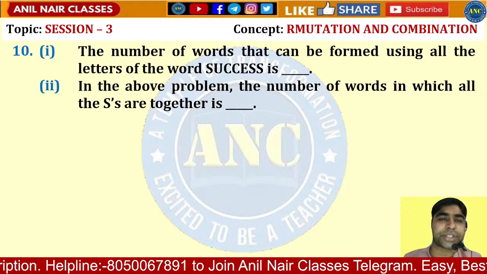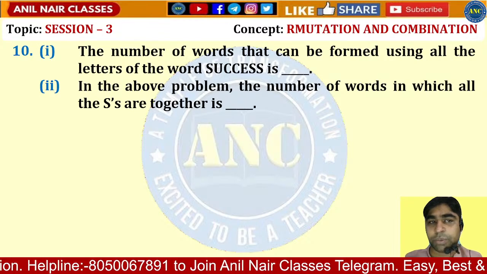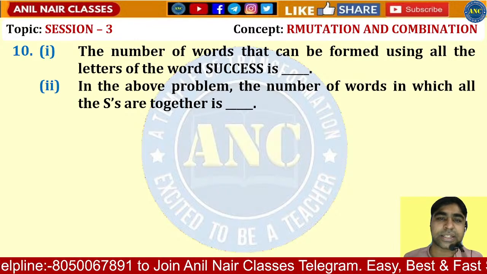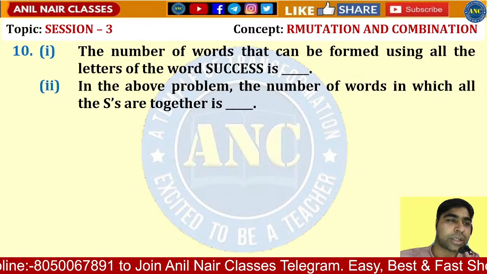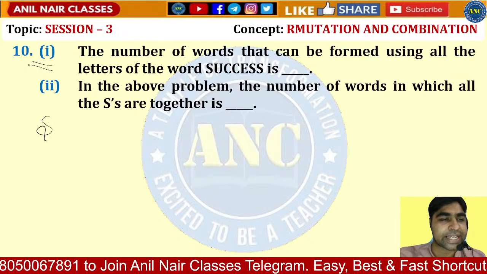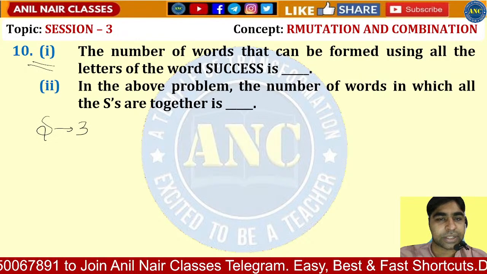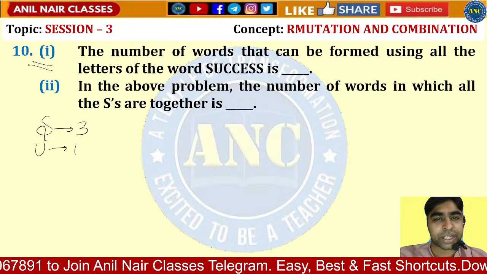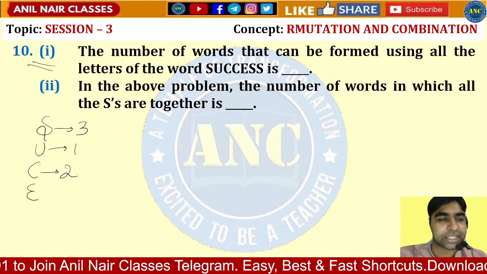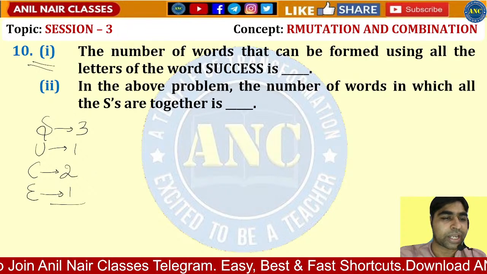Now, coming to the next question. The number of words that can be formed using all the letters of the word success is. Again, just a revision of the discussions we had already. So, S is coming how many times? 3 times. U is coming how many times? 1 time. C is coming how many times? 2 times. And E is coming how many times? 1 time.